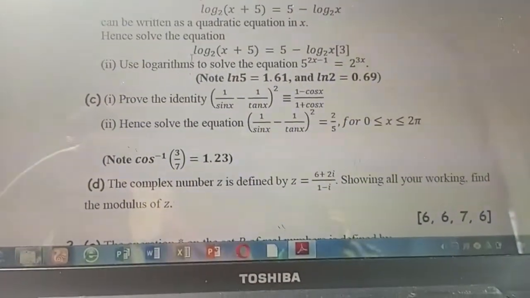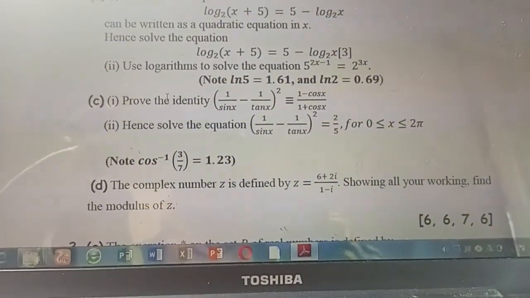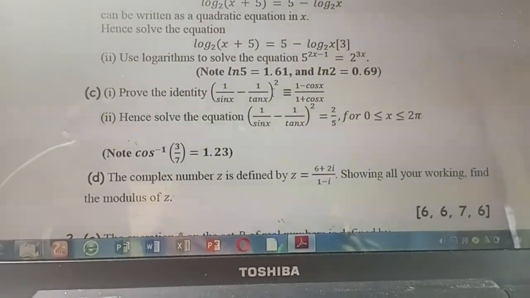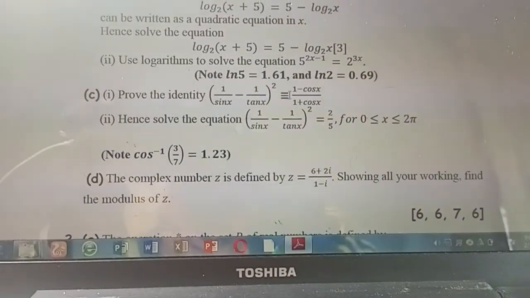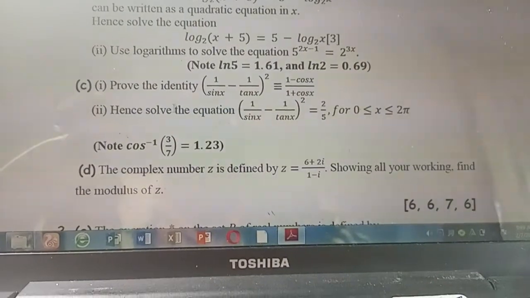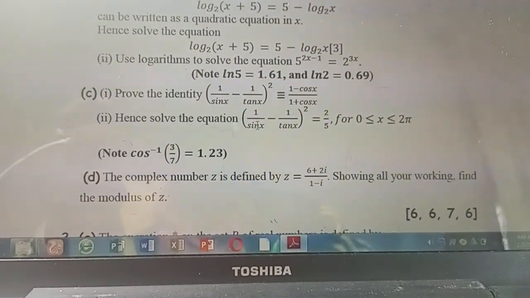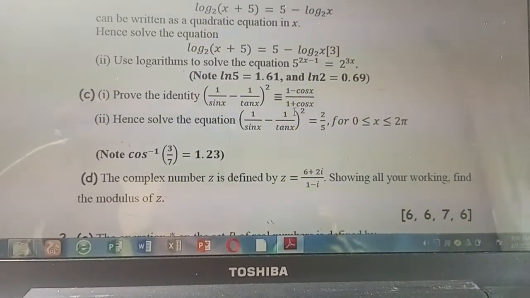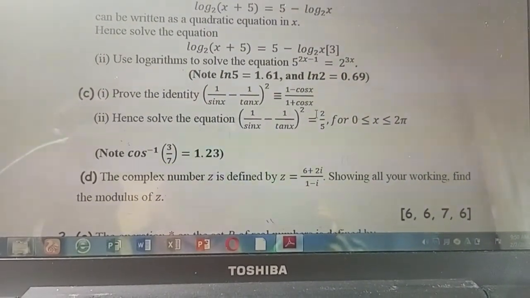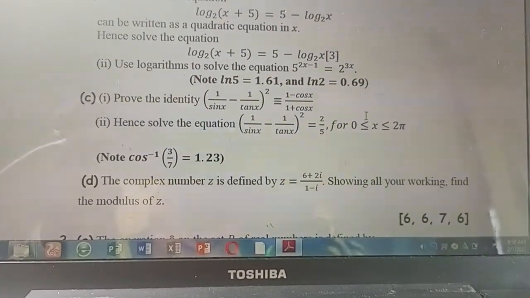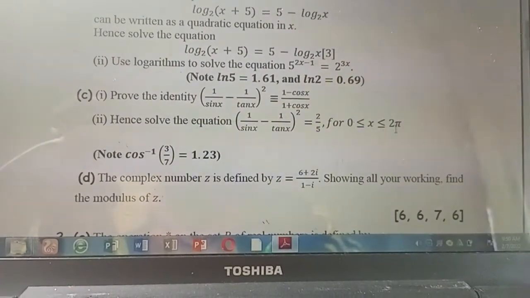So today we want to look at question 6c. Prove the identity (1/sin x − 1/tan x)² is equivalent to (1 − cos x)/(1 + cos x). Hence solve the equation (1/sin x − 1/tan x)² = 2/5 such that x is greater than or equal to 0 but less than or equal to 2π.